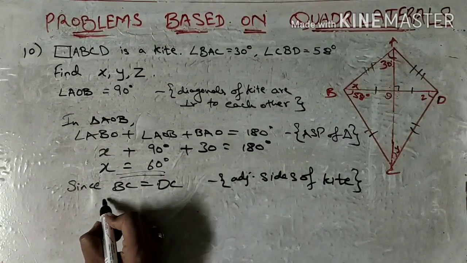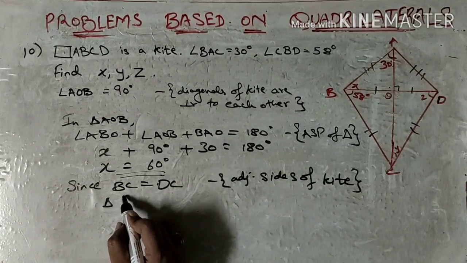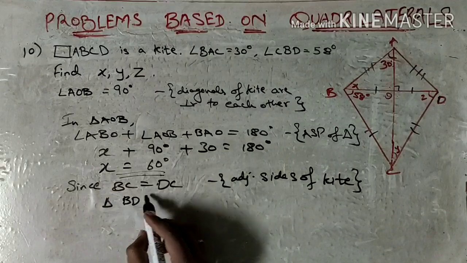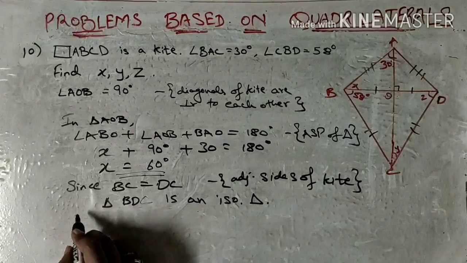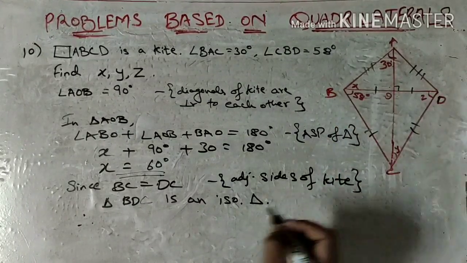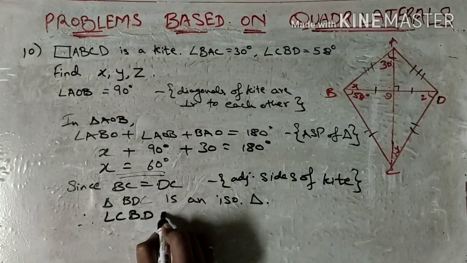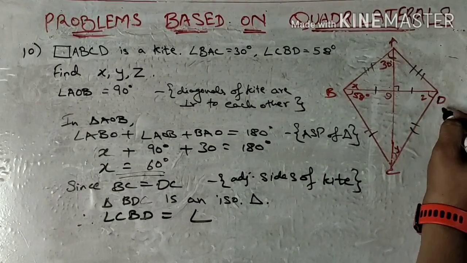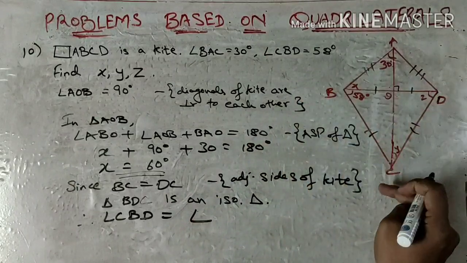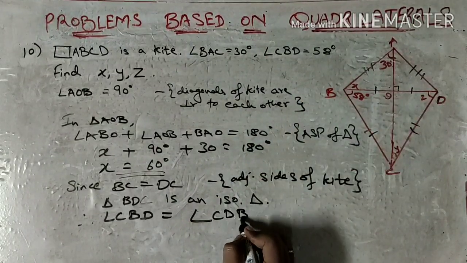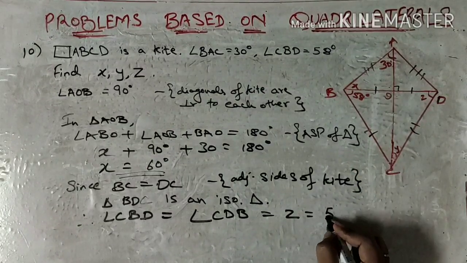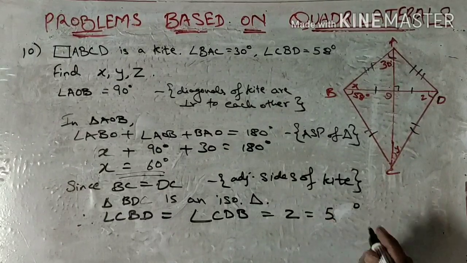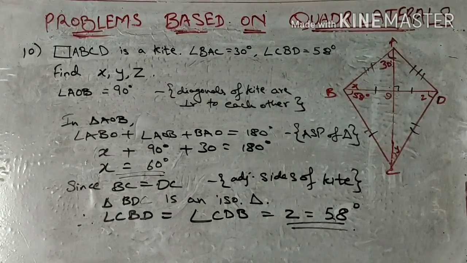Okay, since BC is equal to DC, triangle BDC is an isosceles triangle. Therefore, angle CBD is equal to angle CDB, which is equal to Z, and that is nothing but 58 degrees. So we got x, we've got z.